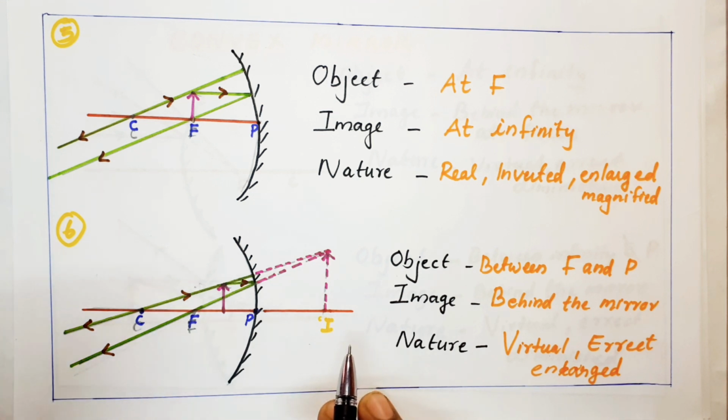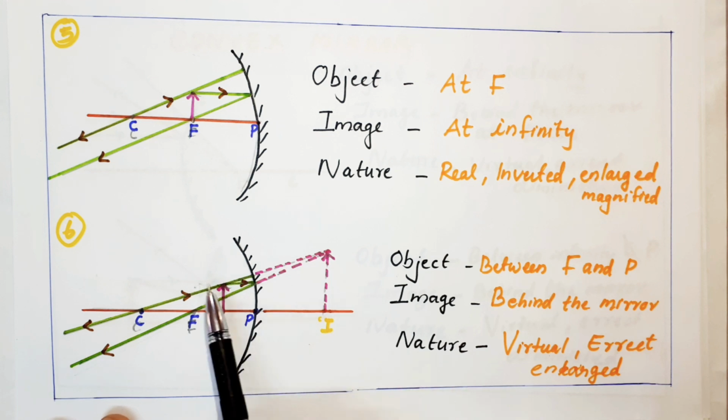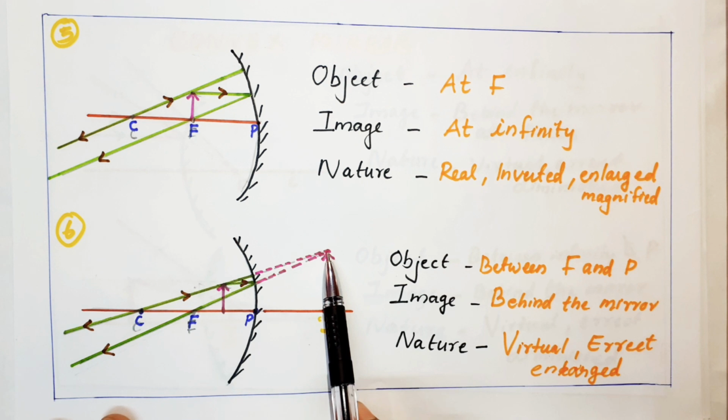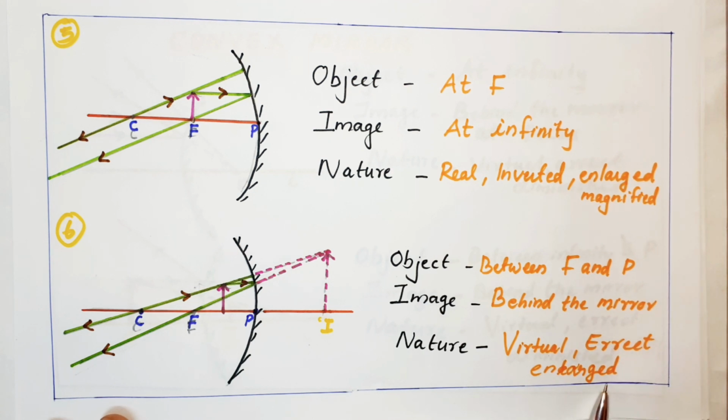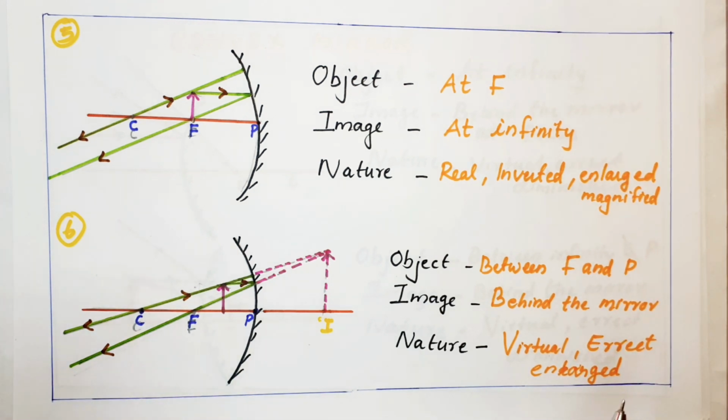I am relating this now to the first video where I told you about the virtual image. A virtual image cannot be obtained on the screen, I told, right? See here, they are not intersecting. So we extend them back and they intersect at a point. At this point I am getting the image. And which image is this? Virtual image, erect image, and also an enlarged image. So I hope you understood what is meant by virtual and real. Virtual means reflected rays are not intersecting.